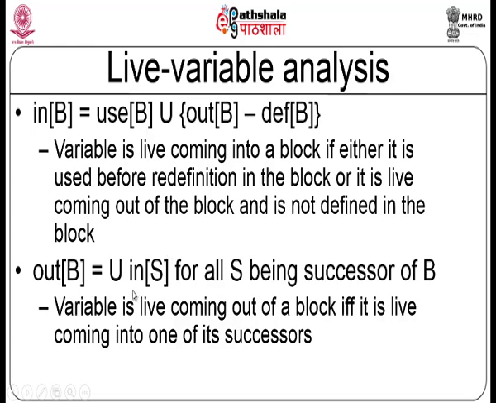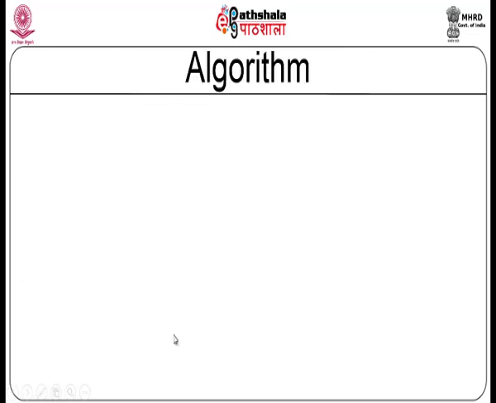Okay. So whatever comes into it, that will be the situation here. A variable is live coming out of a block if and only if it is live coming into one of its successors. It should be used by something else. Only then can we say that it is going to be live.